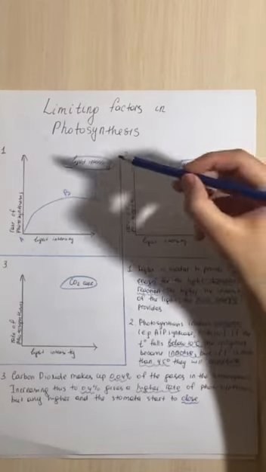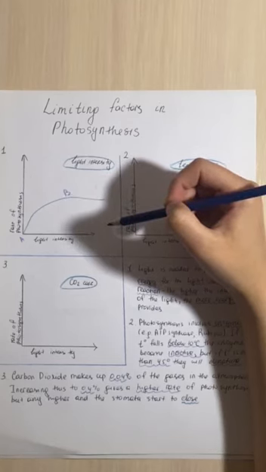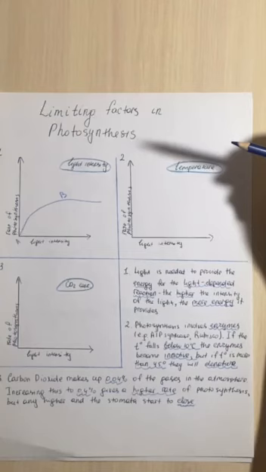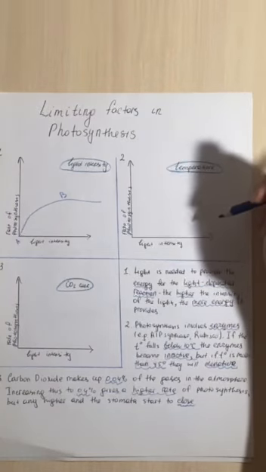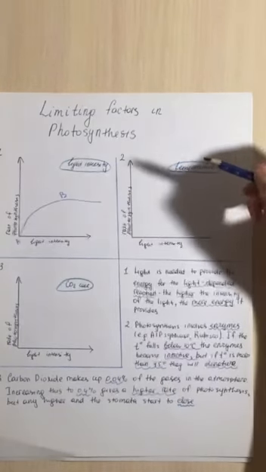And point B is the saturation point, and increasing light intensity after this point makes no difference because something else has become the limiting factor. The graph now will level off.